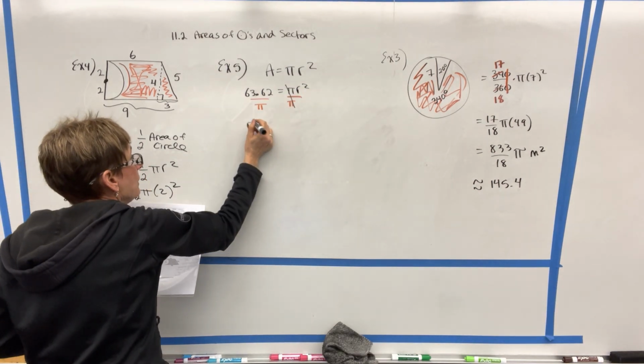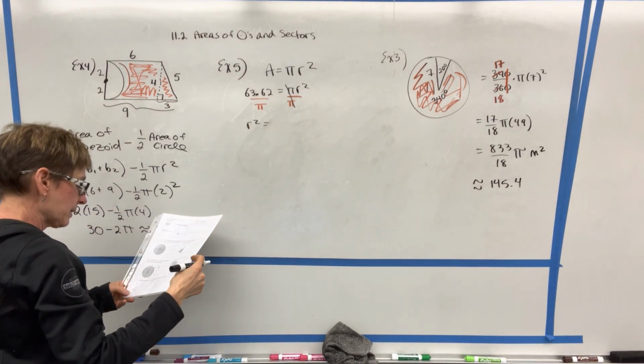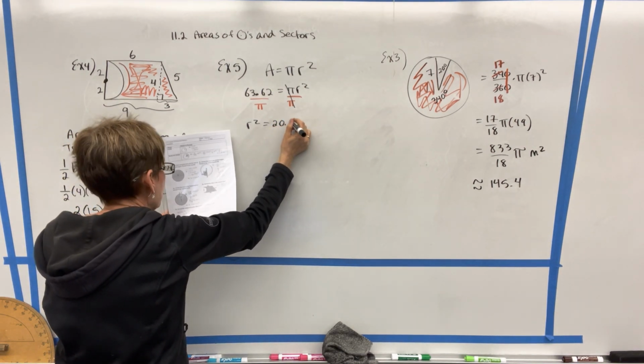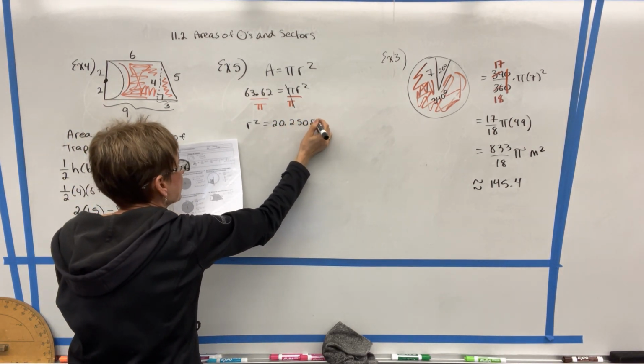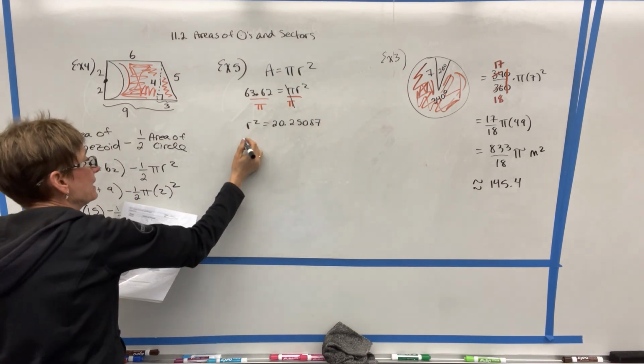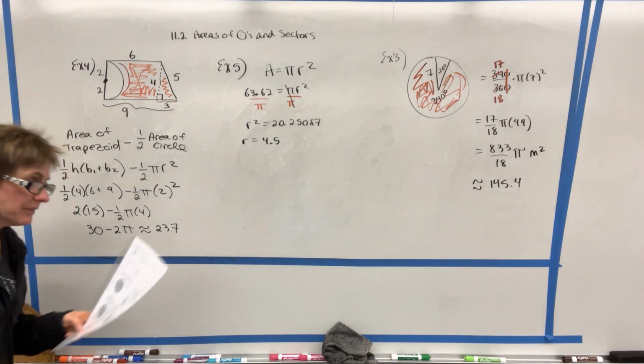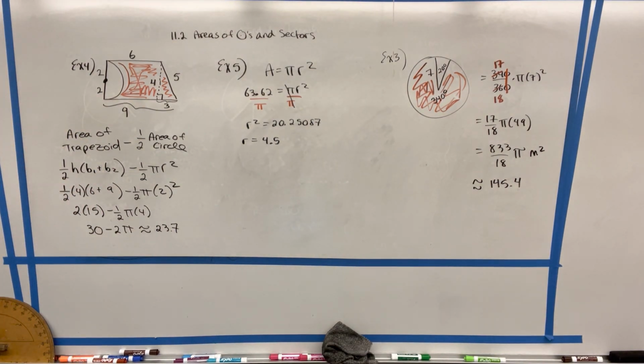These would cancel out, and I would have r squared is approximately, if I write this out really far, 20.25087. If I take the square root of both sides, I get about 4.5. So we're kind of working backwards on that one.